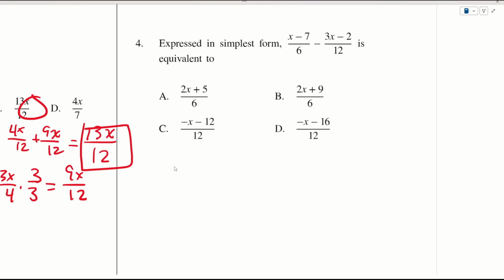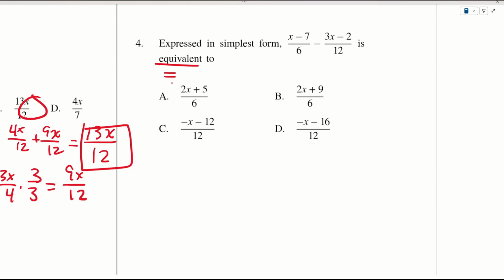They're saying to express this in simplest form, this is equivalent. So equivalent, this word here just means equal to. Just think of it as an equal sign. What is it equal to? If we simplify x minus 7 over 6 minus 3x minus 12 over 12.